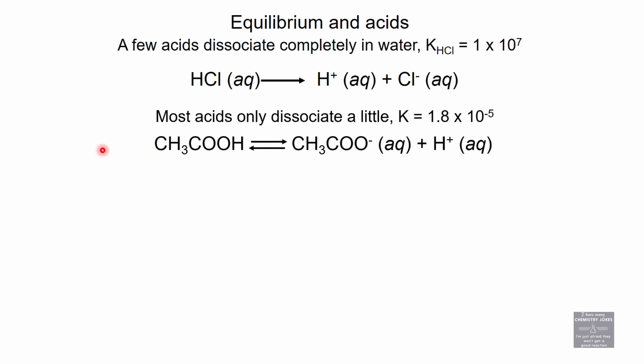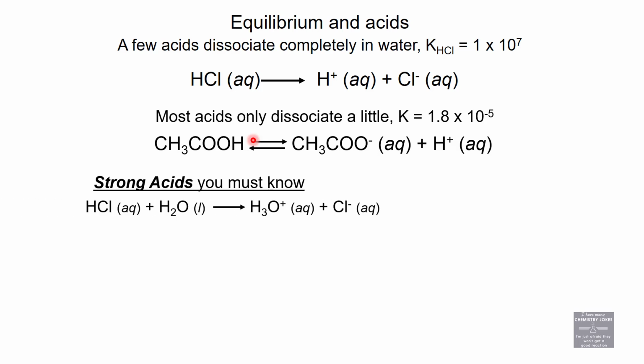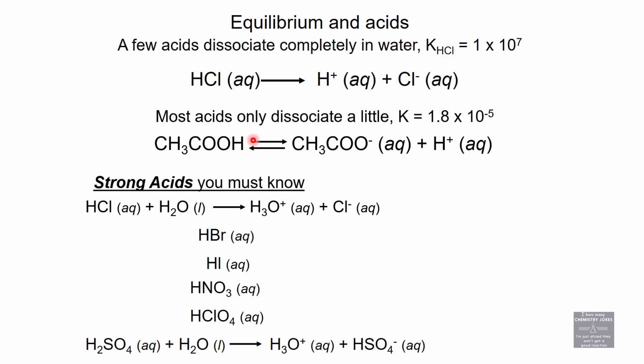Most acids only dissociate a little, and they give you K values that are less than 1, small K values. If it's a weak acid, we write it as an equilibrium expression, but we can break it down just like we broke down our HCl up top. It's just the type of arrow that we use is different. You must know the 6 strong acids I'm about to walk through. HCl is one of them. HBr and HI, those are easy to remember because they're 3 halogens in the same group on the periodic table. HCl, HBr, HI.